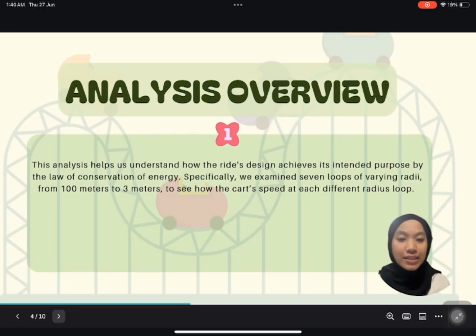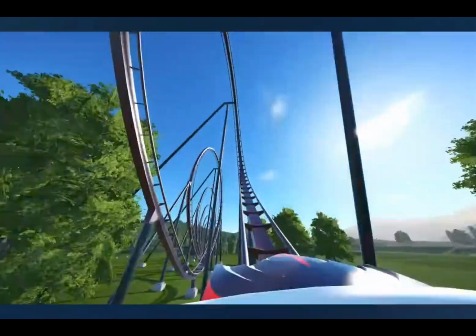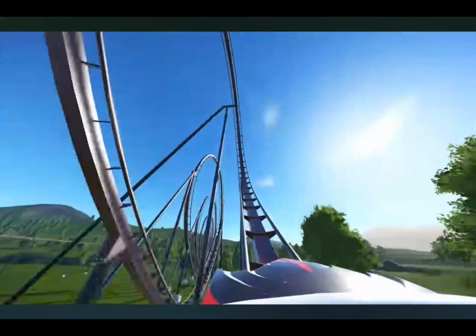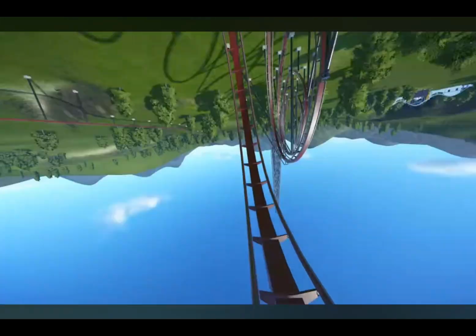So for the analysis overview, this analysis helps us to understand how the ride's design achieves its intended purpose by the law of conservation of energy. Specifically, we examine 7 loops of varying radii from 100 meters to 3 meters to see how the kart's speed changes at each different radius of loops.